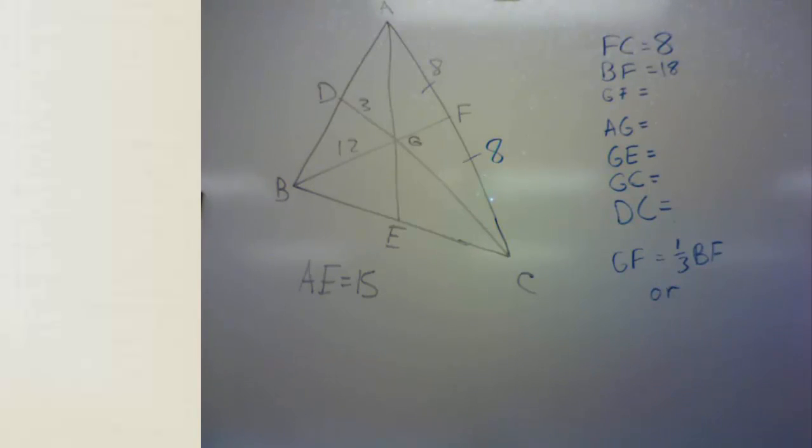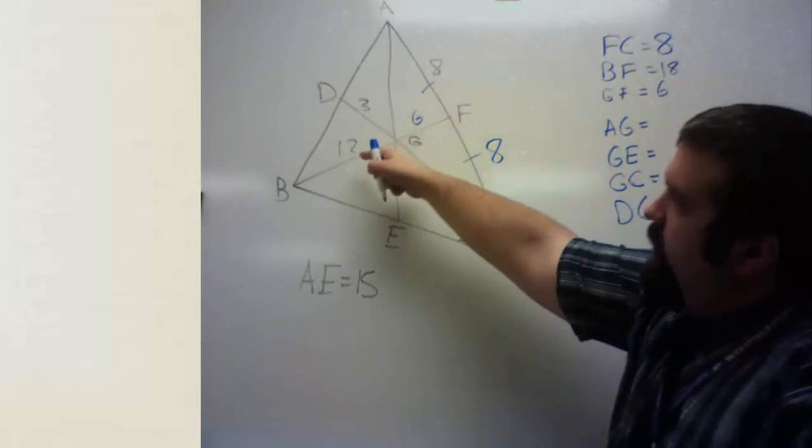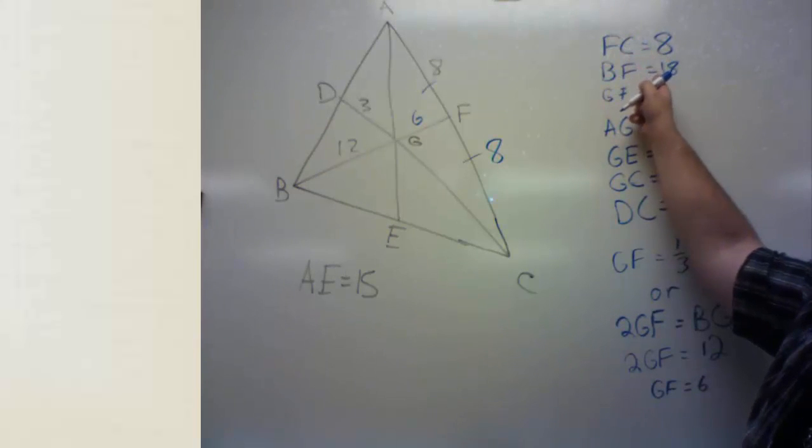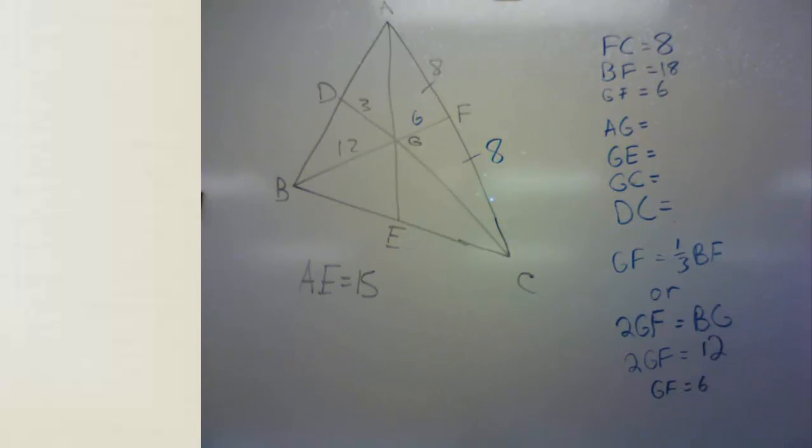Or I could look at it as 2 times the length of segment GF equals the length of segment BG. I think I'd prefer to do this one. 2 times length of segment GF equals 12. Divide both sides by 2. I get the length of segment GF to be 6. And just as a quick check, 12 plus 6, is that 18? Good. It matches up. It's exactly what I expect it to be.